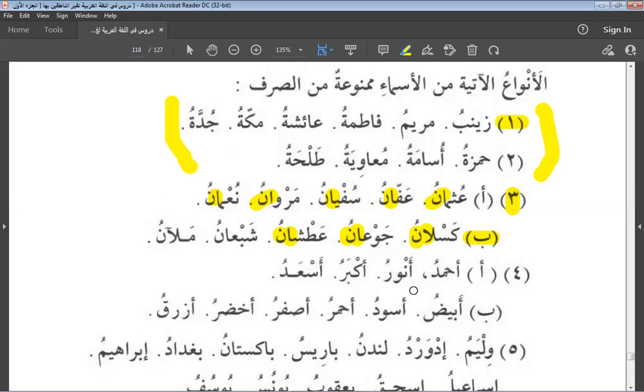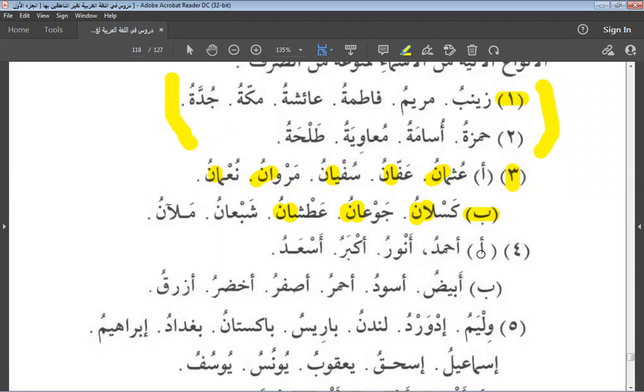So all these adjectives that come in this meter, on the meter fa'alan, any adjective on the meter fa'alan is also mamnu' min as-sarf. Then these are the most popular ones actually, that they have stated here for us.